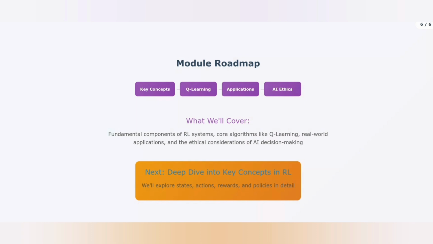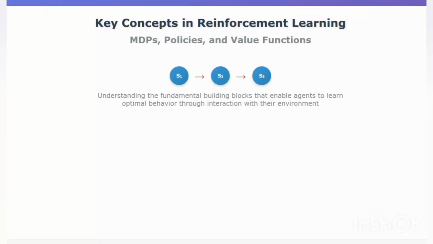In this lecture, we'll cover the fundamental components of an RL system and some core algorithms. Let's start with the key concepts that define the RL framework. To truly understand reinforcement learning, we need to grasp a few core concepts that define the framework within which agents learn. These are Markov Decision Processes, or MDPs, policies, and value functions.